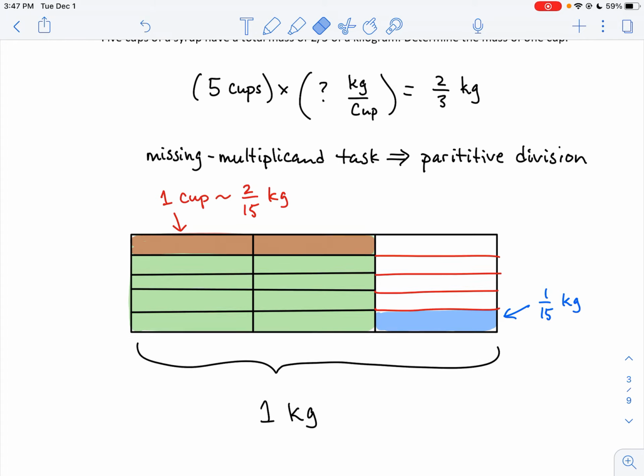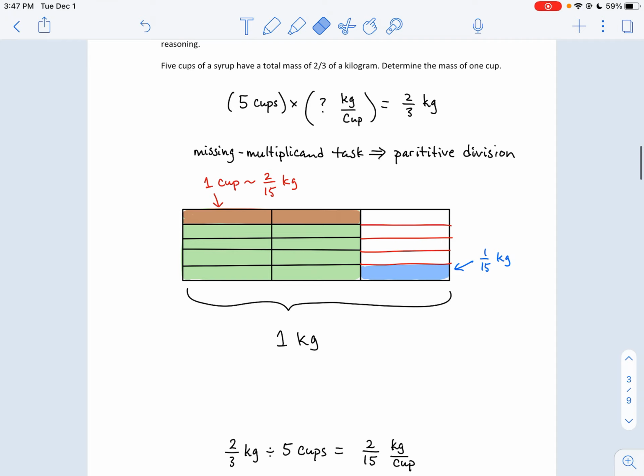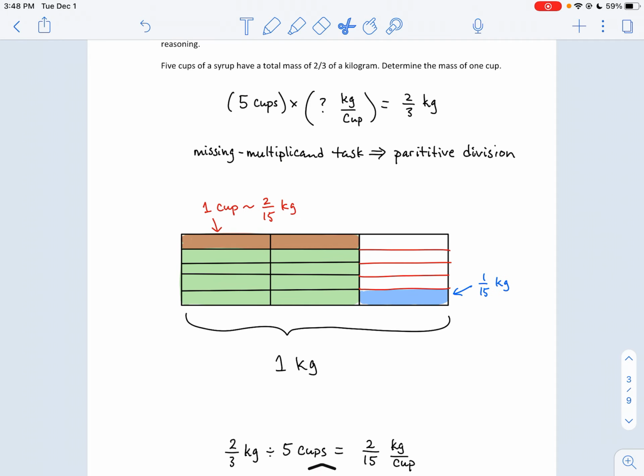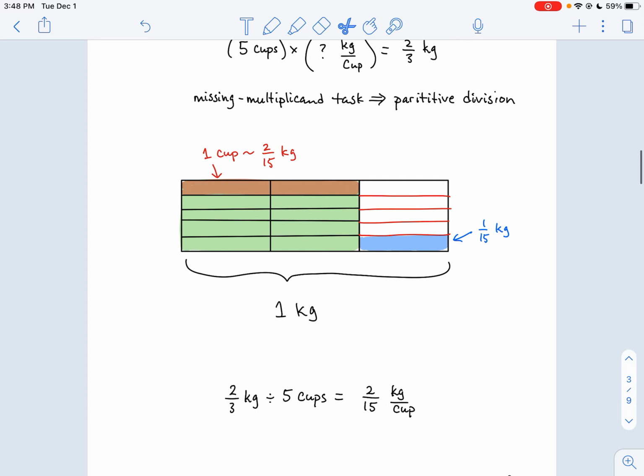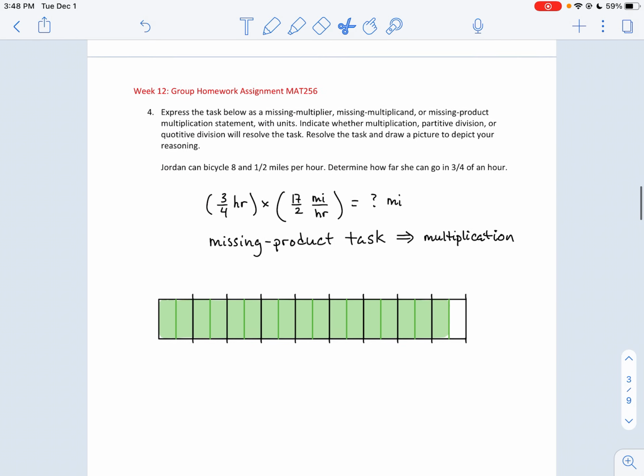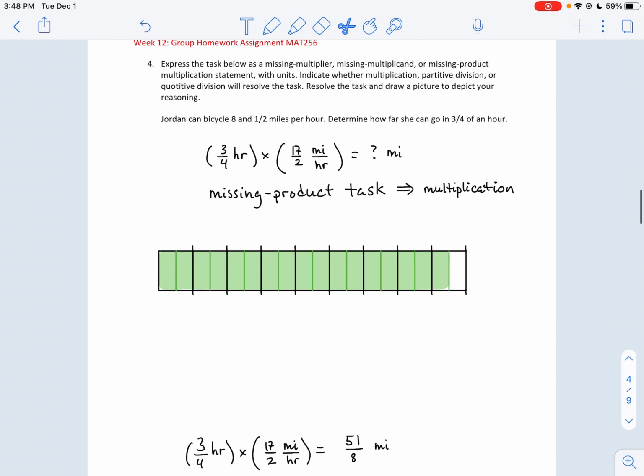Because we started with the green, and the green was split into 5 pieces, and we focus on the size of one of those pieces in terms of kilograms. So here's an image that helps support that. When you take 2/3 of a kilogram and split it into 5 groups using cross partitioning, then one of the groups will correspond to 2/15 kilograms.